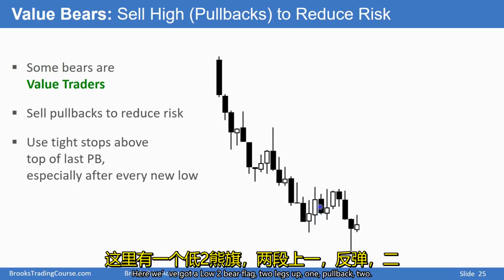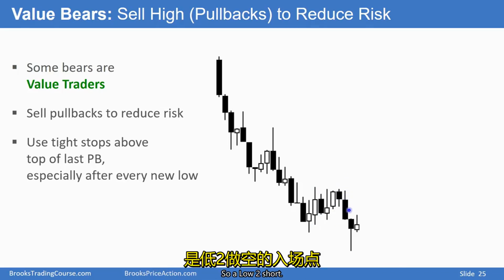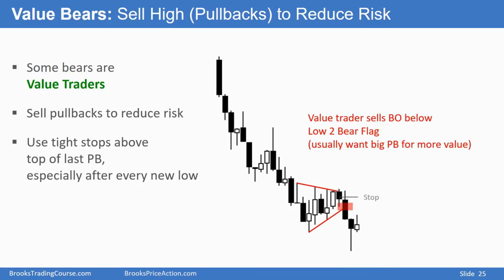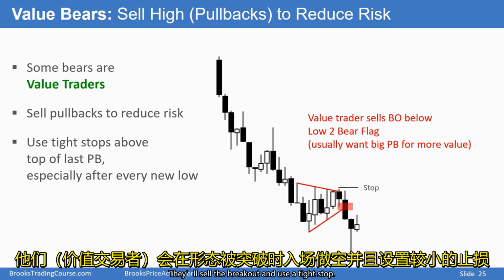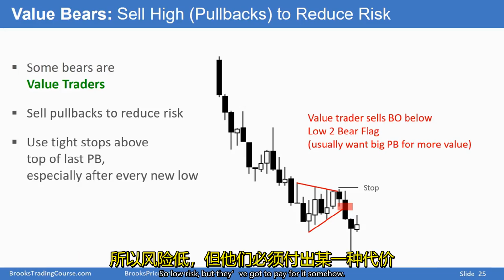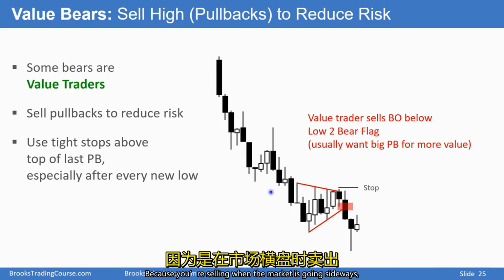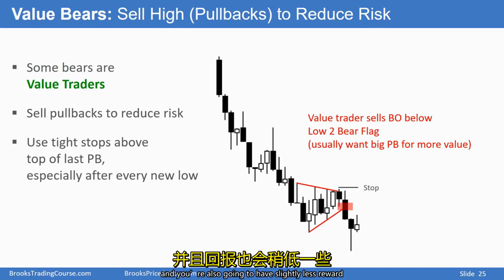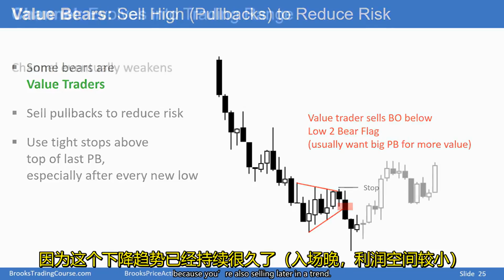Here we got a low 2 bear flag, 2 legs up, 1, pullback, 2. So low 2 short. You can also call it a triangle, 3 pushes up, 1, 2, 3. And it'll sell the breakout and use a tight stop. So low risk, but they got to pay for it somehow. And because you're selling when the market is going sideways, your probability is a little bit less. And you're also going to have slightly less reward because you're also selling later in a trend.